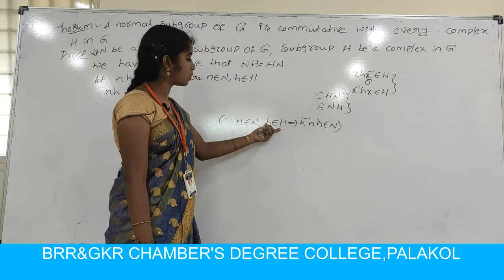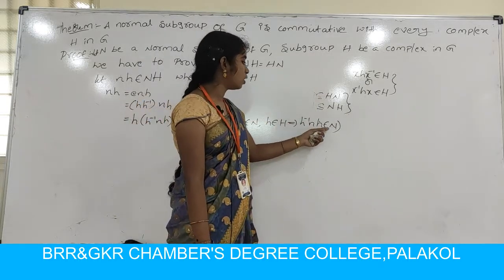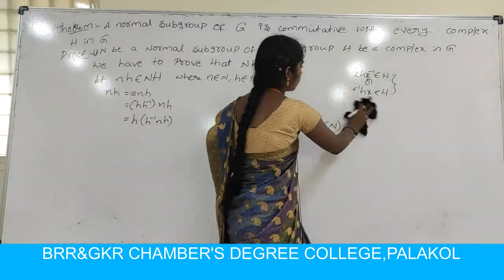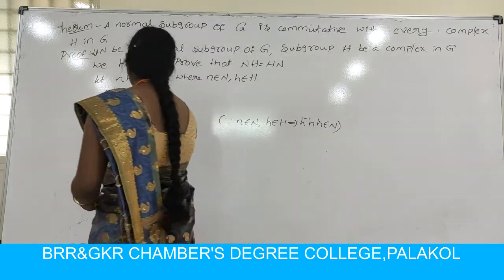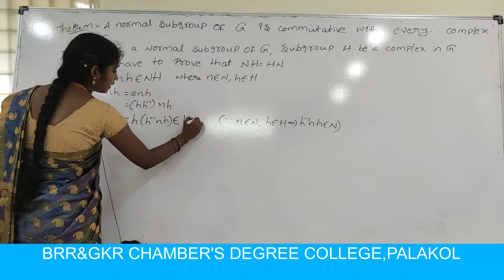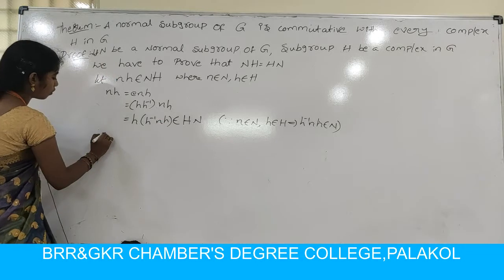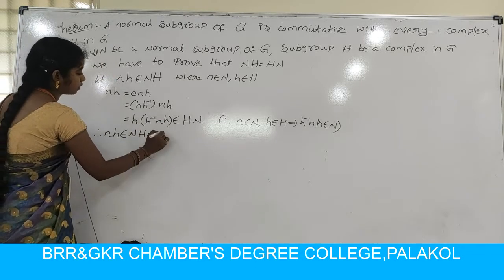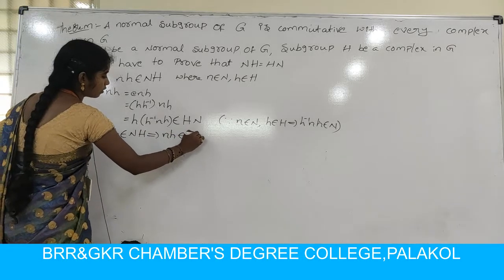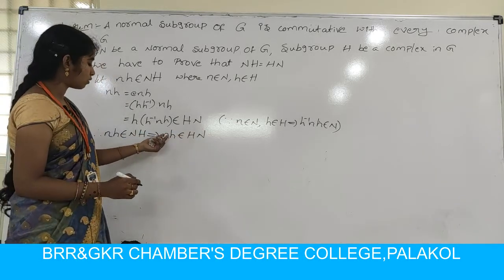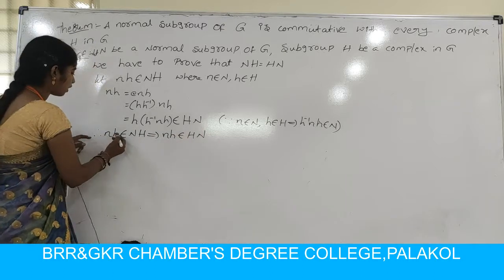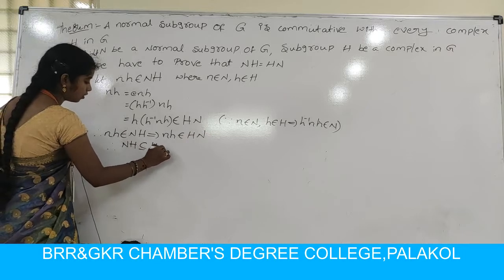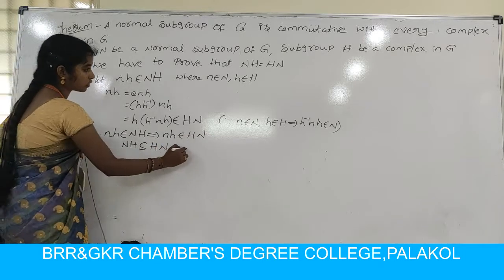So n belongs to N, h belongs to H. This can be written as h inverse nh belongs to N, since N is a normal subgroup of Z. So by using this condition, it can be written as belonging to HN. Therefore nh belongs to NH, and that implies nh belongs to HN. So every element in NH is in HN. That means NH contains HN. So this is the first one.